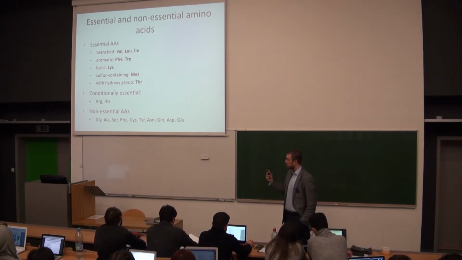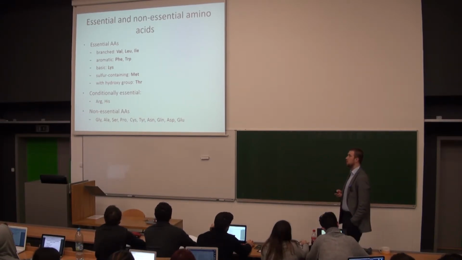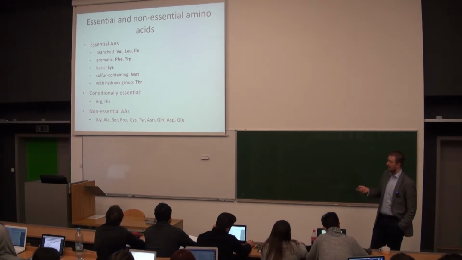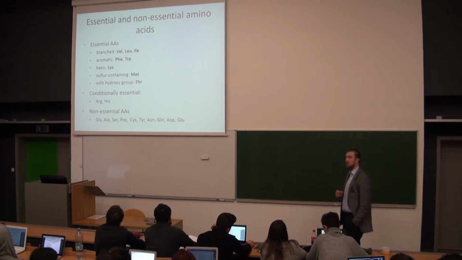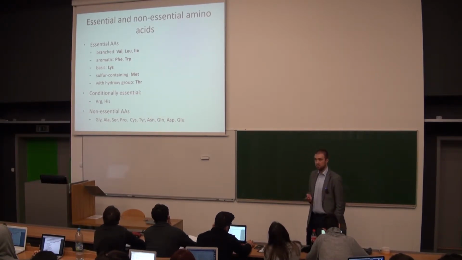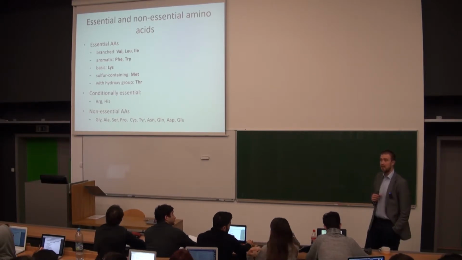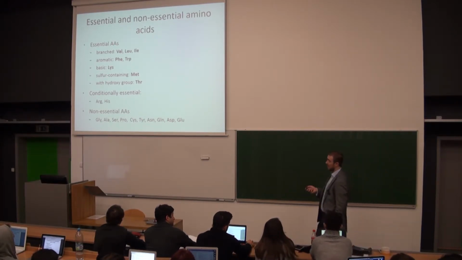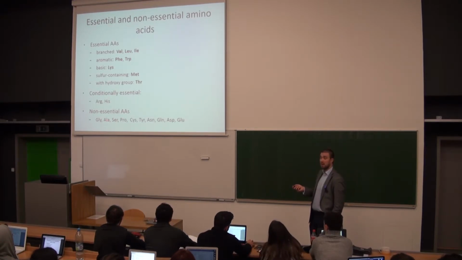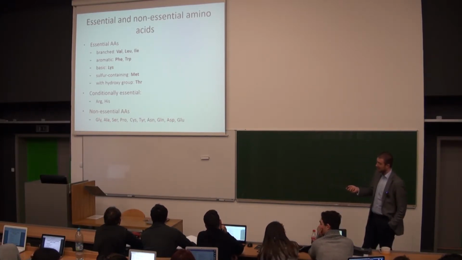The first subgroup are those that we can simply synthesize in our body. That means that we have the pathways to produce them, and therefore we call them non-essential amino acids. It doesn't matter if you have them in the diet, you can simply produce them. For example, glutamate or glutamine you can produce from alpha-ketoglutarate that you have in the Krebs cycle. Alanine can be produced from pyruvate that you gain from saccharides. These are around 10.